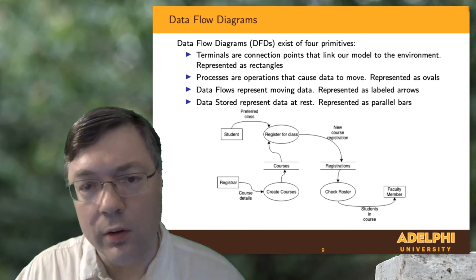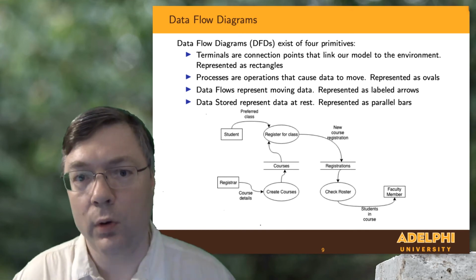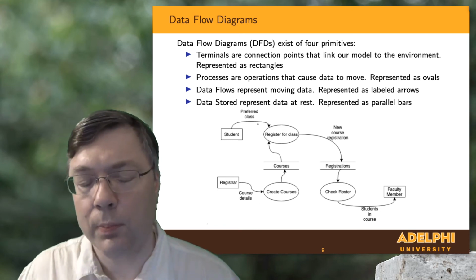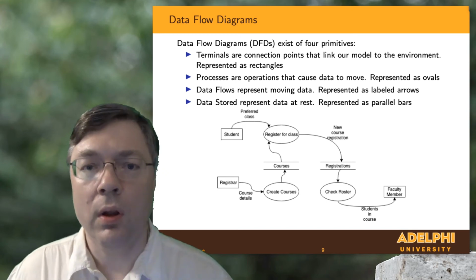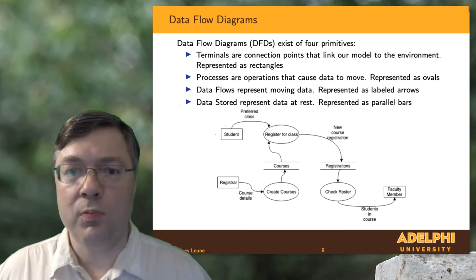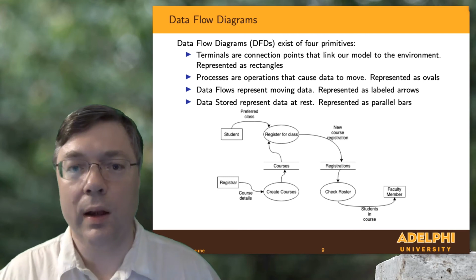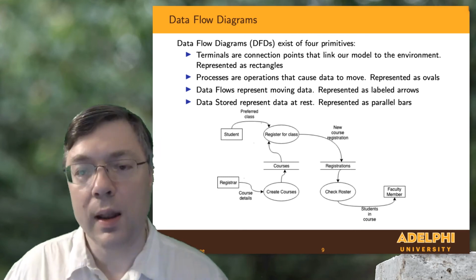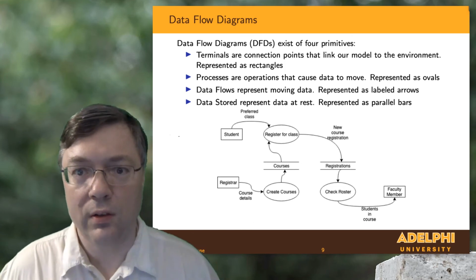So we've seen the rectangles as the terminals. We've seen the arrows as the data flows. And we've seen the ovals as the processes. That leaves us with the parallel lines, and that's called a data store. That's the place where data hangs out. It's a decoupling point. Again, data does not just get spontaneously created. It needs to come from somewhere. So there's a process that will have to put the data into that data store. For example, we see the create course process that puts courses into the courses data store.